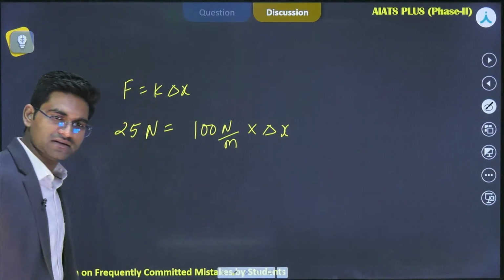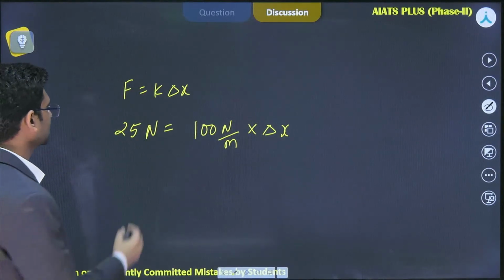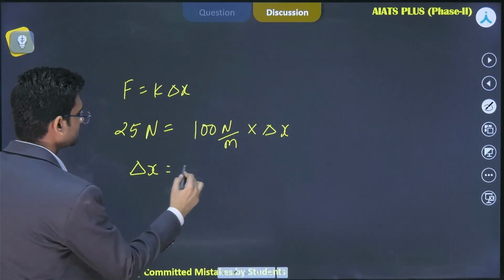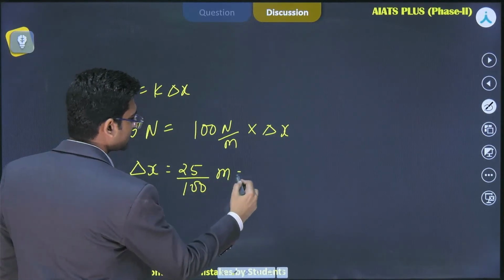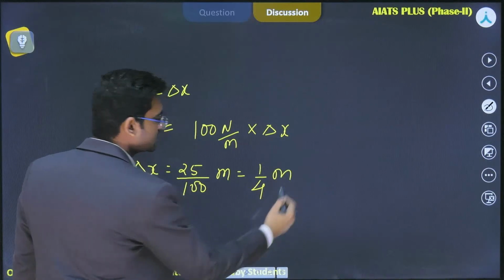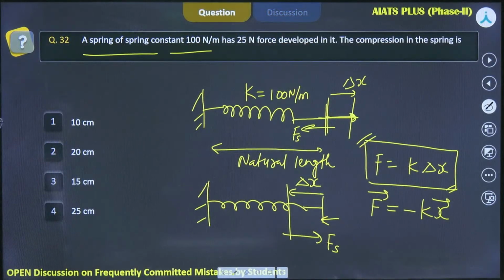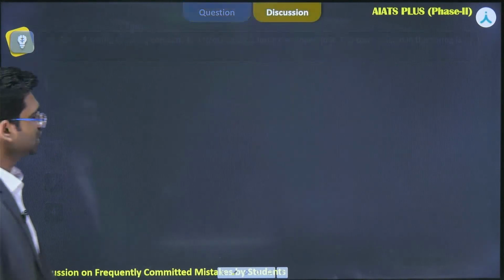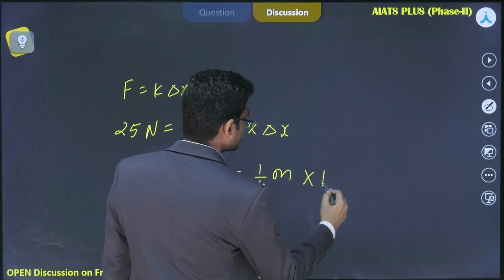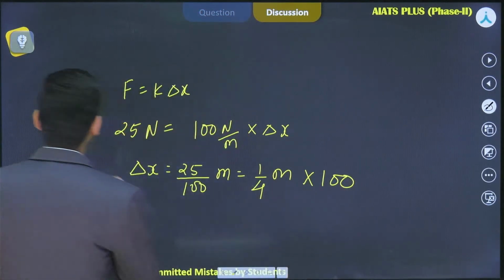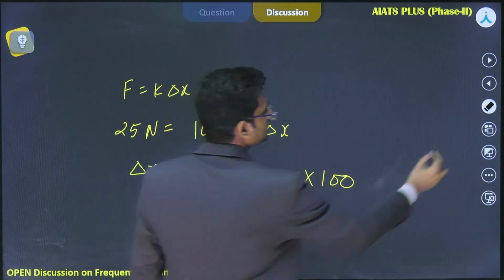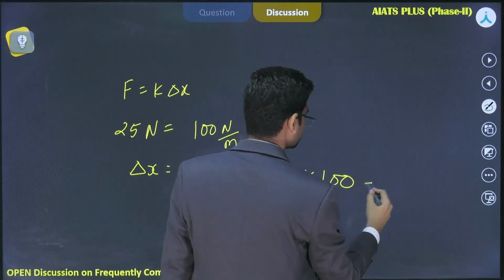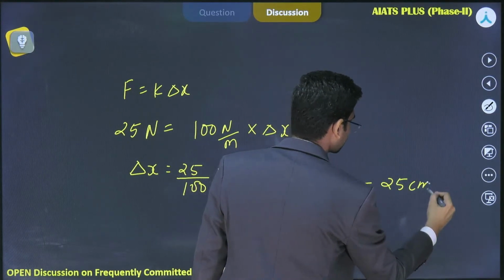All quantities are in SI units, that's why we will get the answer in SI unit, that is equal to 25 by 100 meter. So this is 1 by 4 meter. But the answer given is in centimeters, so I will multiply this with 100 and our answer would become 25 centimeter.